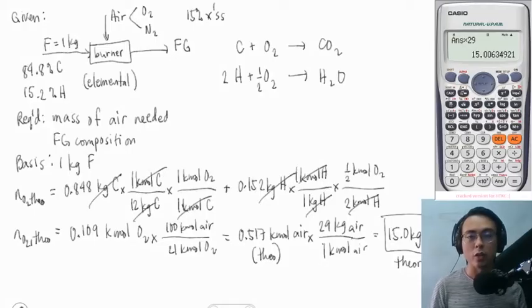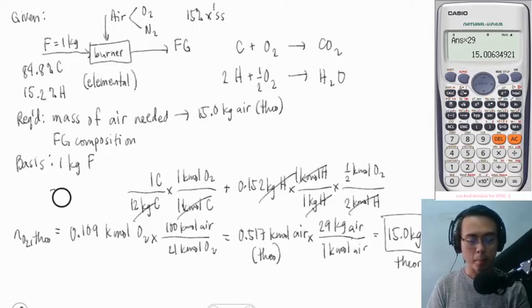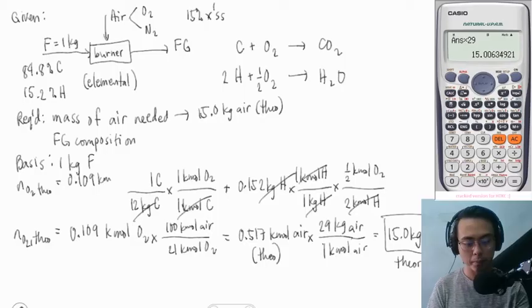But if you're asked to determine the exact or the actual amount of air that's being needed to combust, then you have to factor in the percent excess. Okay. Let's first list one of the answers. So the mass of air needed is 15 kilograms of air, theoretical. For our balances, we will be needing the value of nO2 theoretical. So I'm going to write here nO2 theoretical as 0.109 kilomoles of oxygen.